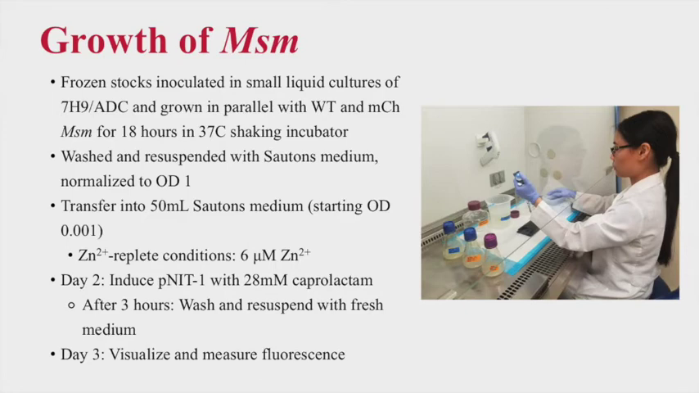Each of these cultures were grown in Sutton's medium. Wild type was grown in both zinc-limited and zinc-replete conditions. OD600 was measured over 3 days in 24-hour increments. After 48 hours, caprolactam was added to induce fluorescence under the nitrile-inducible promoter of pNUT-1.